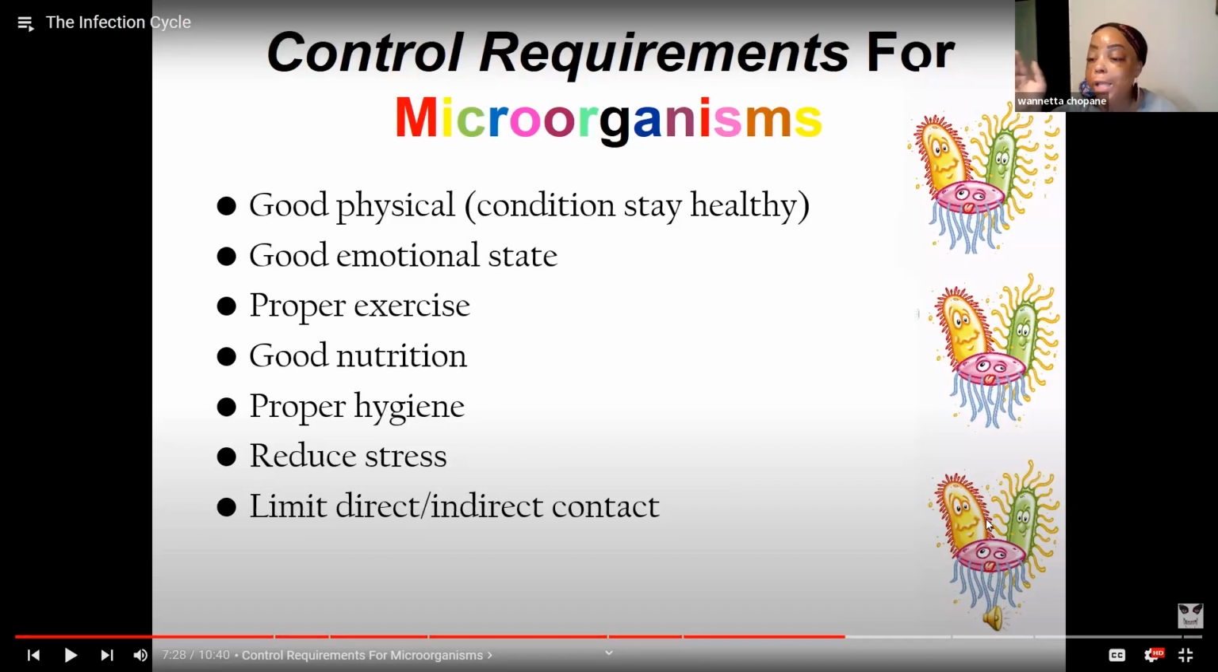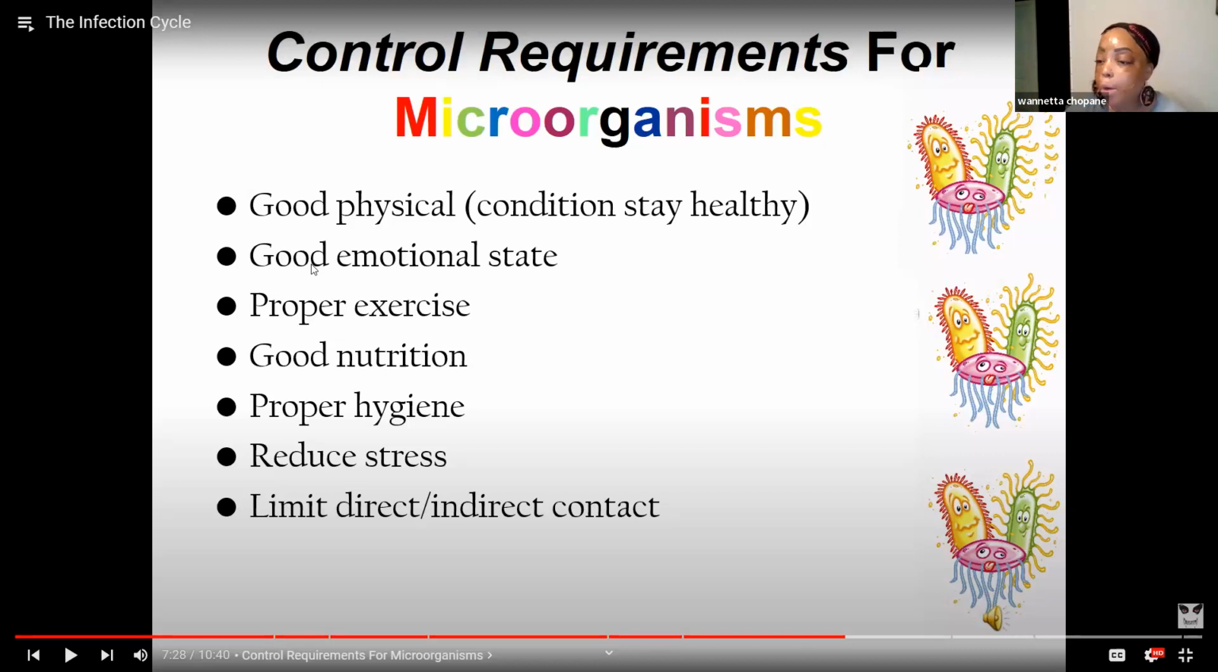But I said all that to say, you ever heard someone say they always get sick, they always get a cold? Or you may say, oh, you always have a cold every time I see you. Well, we need to know how their health stands. So those are the type of people that are susceptible to catching infections. So this means you need to be in good physical condition. Try to stay healthy if at all possible.